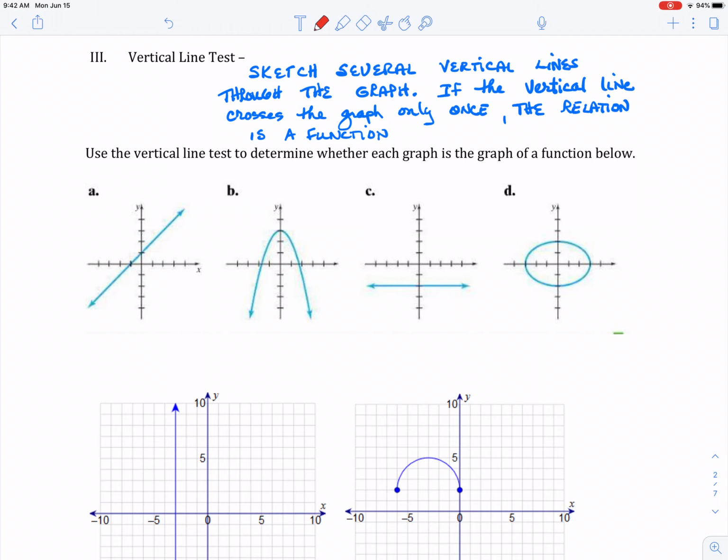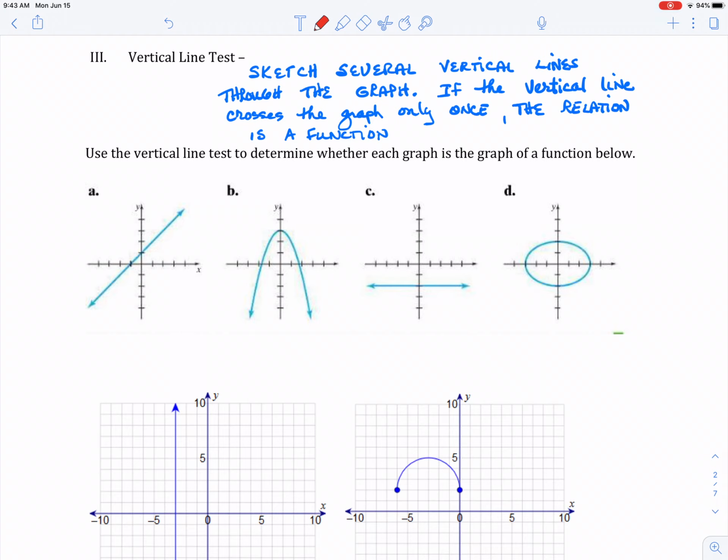So there's a way to look at the graph and make that determination. There's something called the vertical line test. And I'll show you as I work these what that's doing. We're going to sketch several vertical lines through the graphs that you see below, these blue pictures. If the vertical line crosses the graph only once, that means that that relation is a function, because that would mean to that vertical x line there is only one y value assigned.